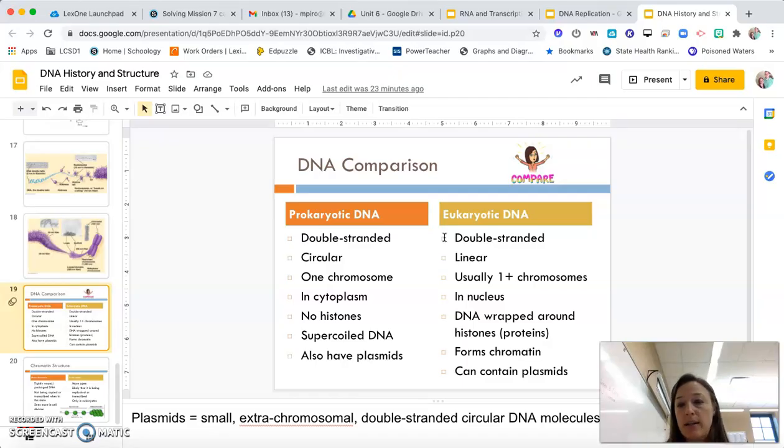You always have a purine and a pyrimidine that's opposite each other. All of those things apply to both eukaryotes and prokaryotes. But how they're different: prokaryotes tend to have a circular piece of DNA. This is not to be confused with a plasmid. So this is called a chromosome.